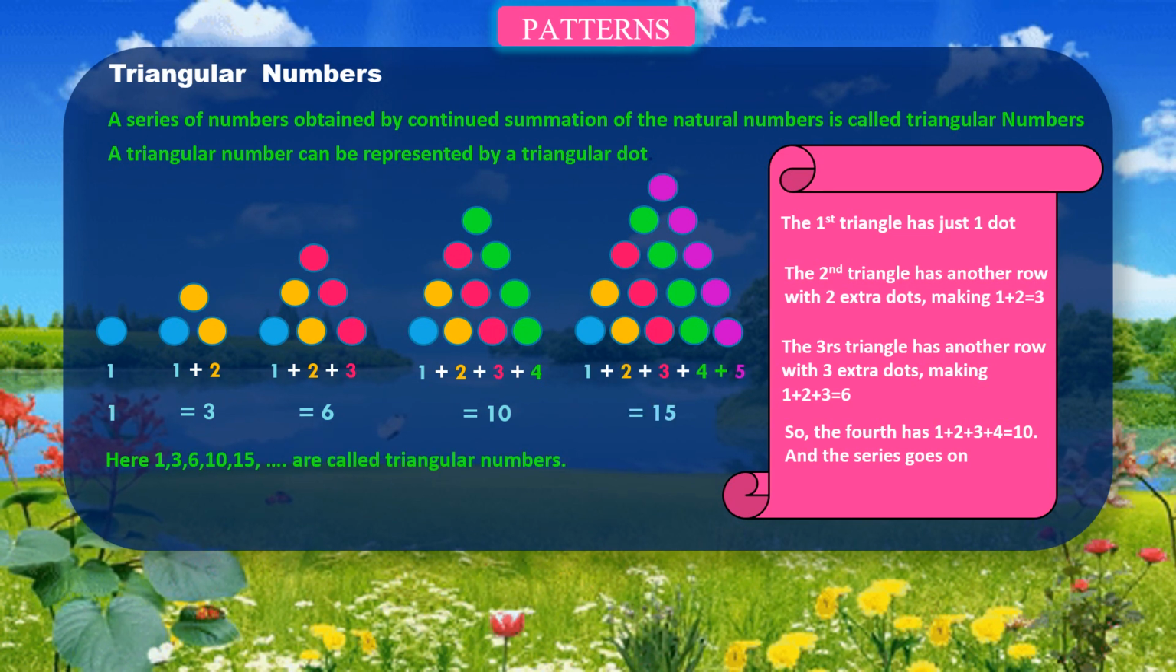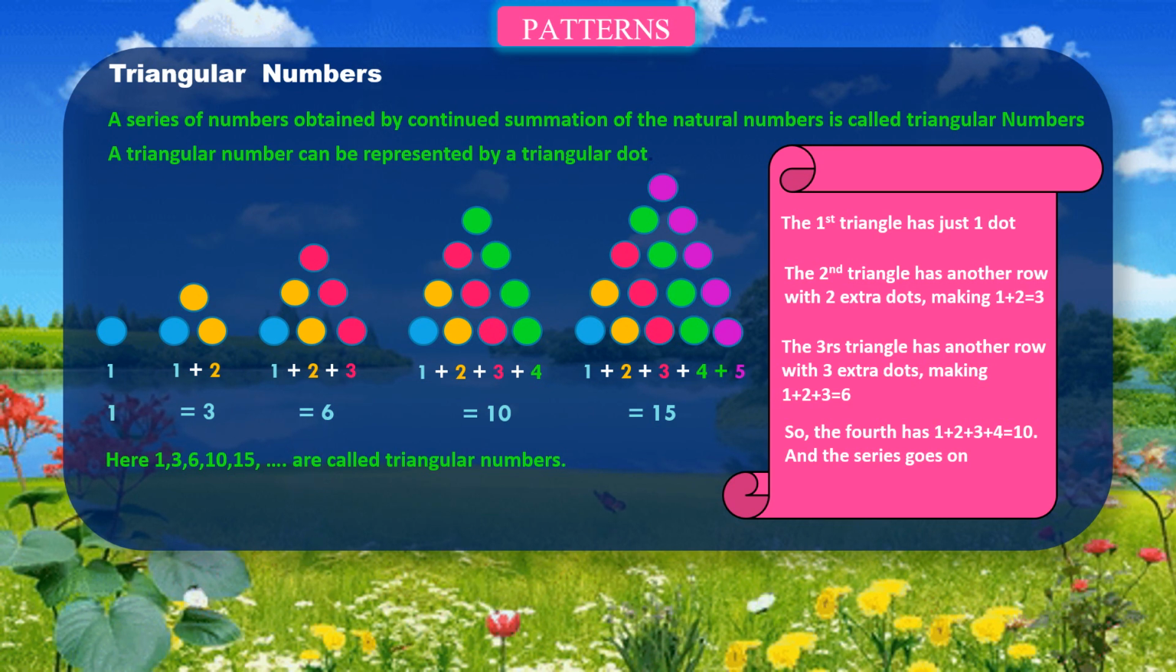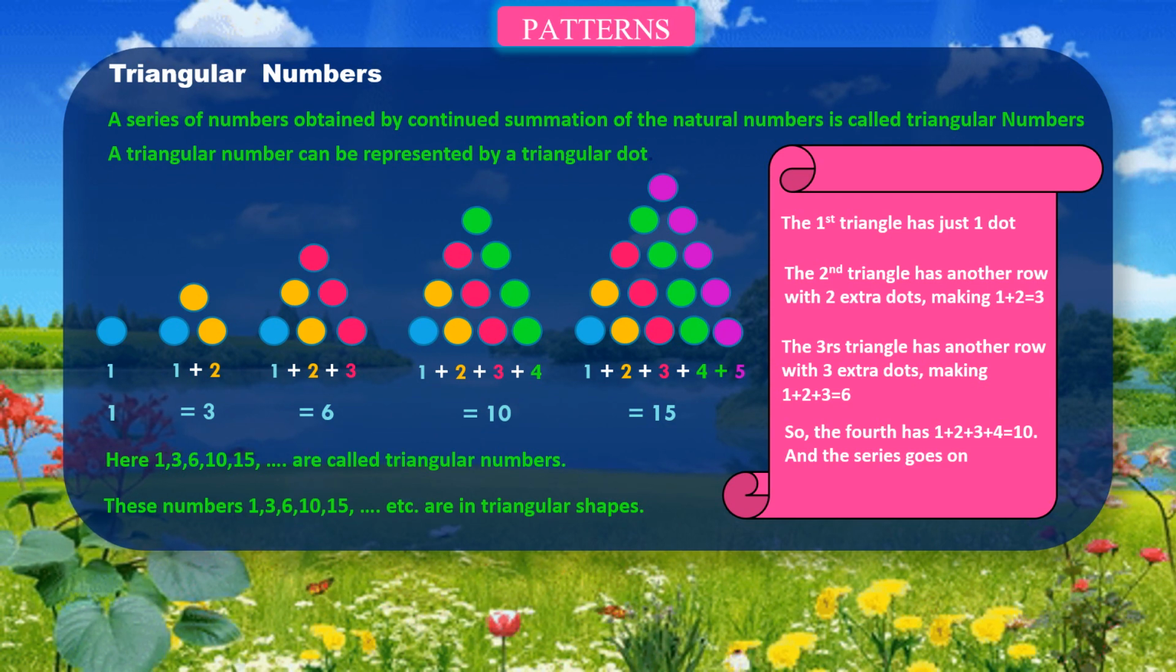Here 1, 3, 6, 10, 15 are called triangular numbers. These numbers are in triangular shapes.